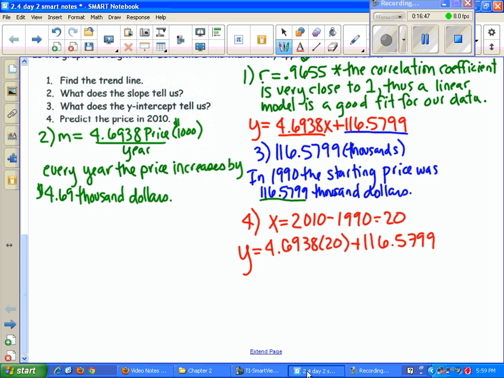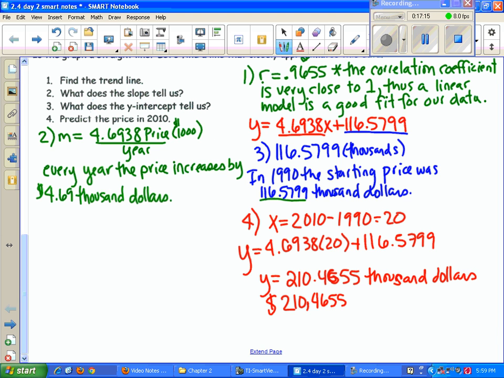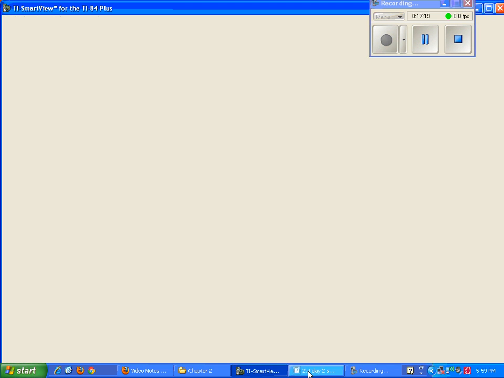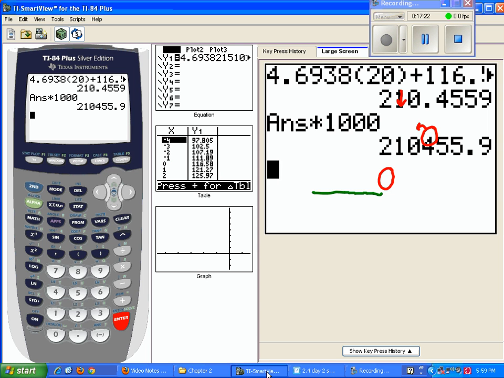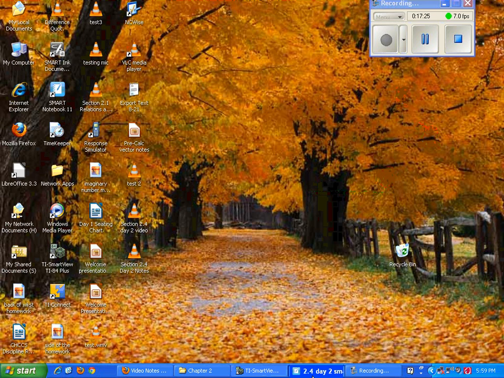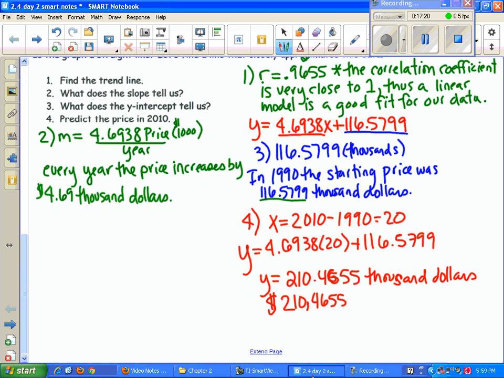work as well. So if we go back to our notes, I'm going to write y is equal to 210.4655 thousand dollars. Or if you want to move your decimal place and write 210.4655 dollars like that, that would be okay, because if you go back, remember, we just multiplied that by 1,000 to get that value. So now we have answered all the questions for the first problem.